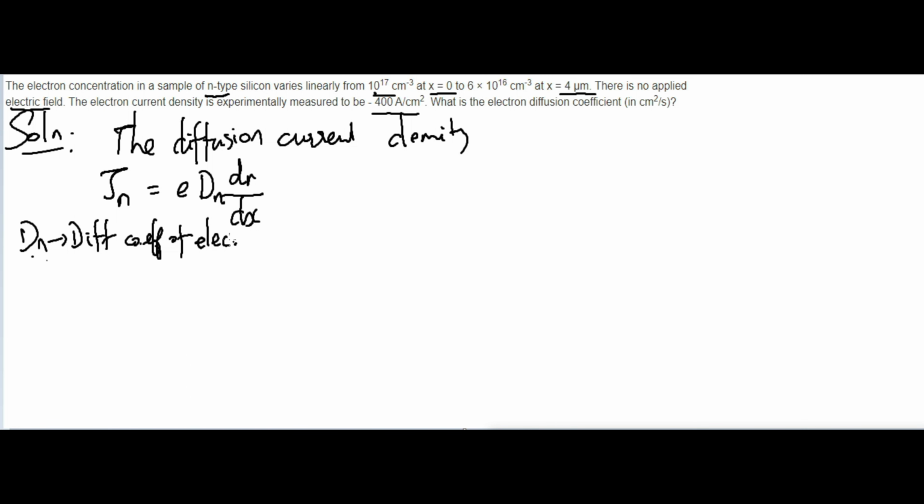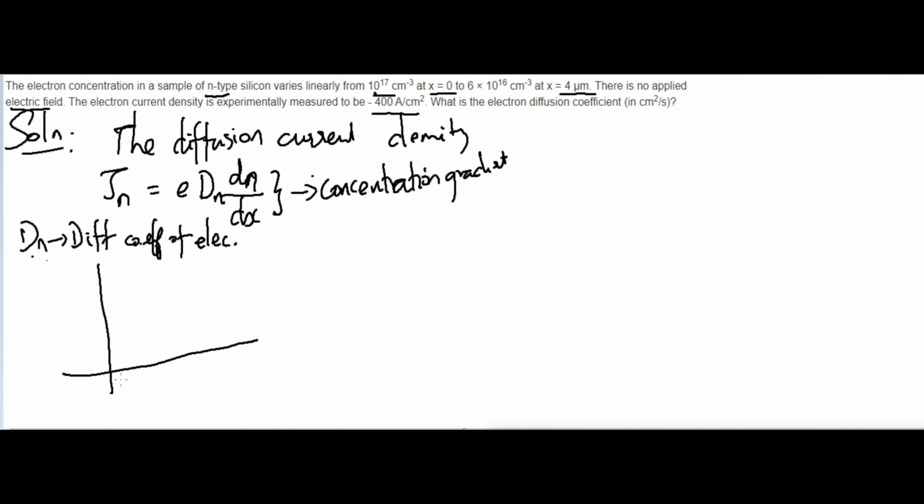You also have to know the meaning of dn by dx. Differentiation always means gradient. Because it has n, it is the concentration gradient, so you have to write concentration gradient. Now I will draw a simple diagram, which will make it easier for you to understand.